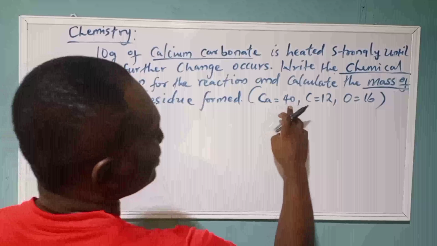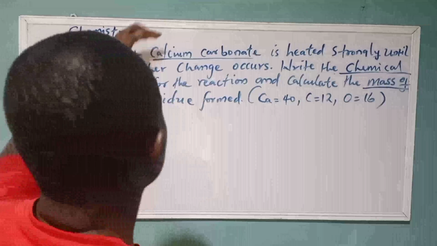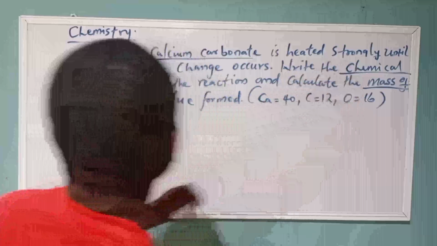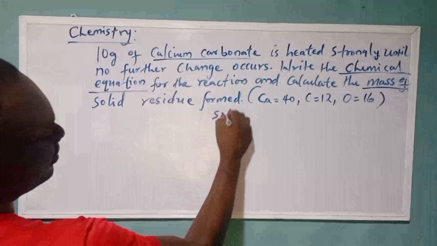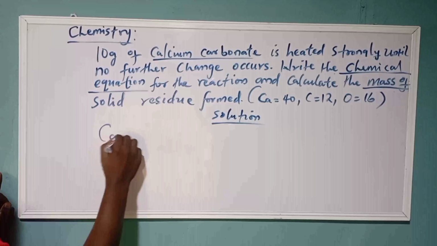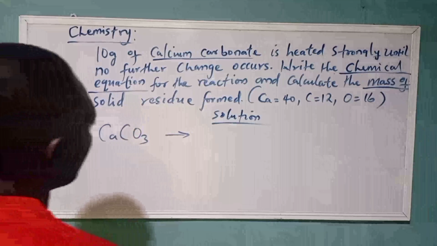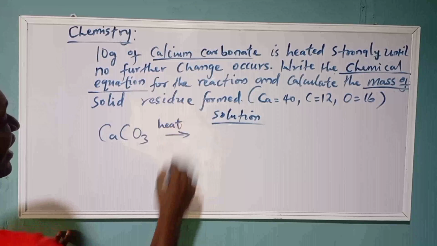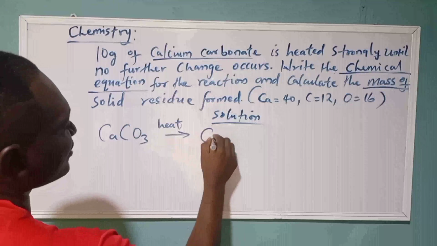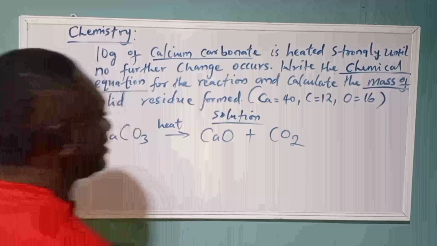For calcium, it is 40. For carbon, it is 12. For oxygen, it is what? 16. So first, let's start. Calcium carbonate is heated. So let's write our solution. The compound calcium carbonate is represented by CaCO3. Now, when it is heated, it decomposes into calcium oxide plus carbon dioxide, right?